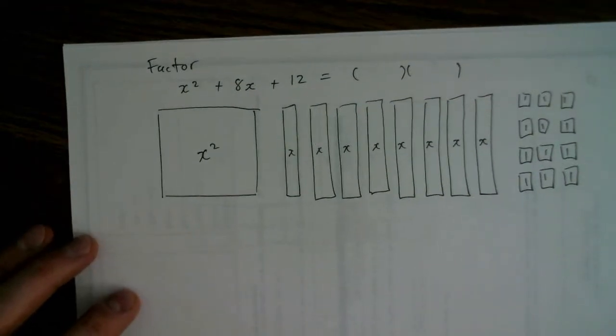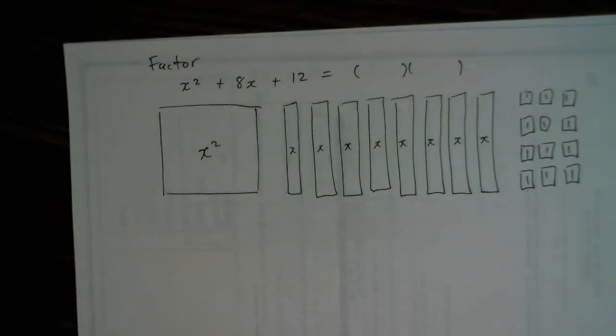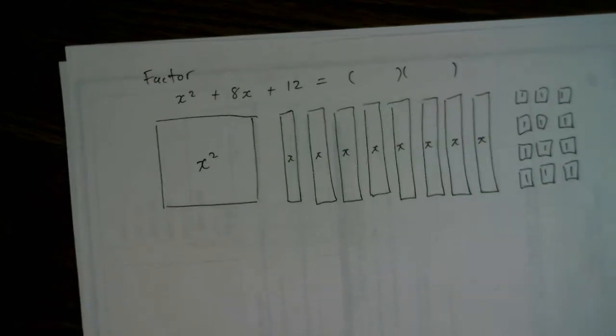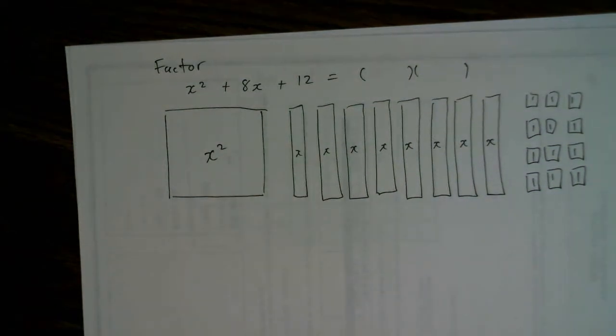So I'm going to use algebra tiles, and x squared plus 8x plus 12 looks like this. And what I have to do is arrange all of these tiles so that they form a complete rectangle. So there's no missing gaps, no extra pieces. You put it all together and it makes one rectangle.